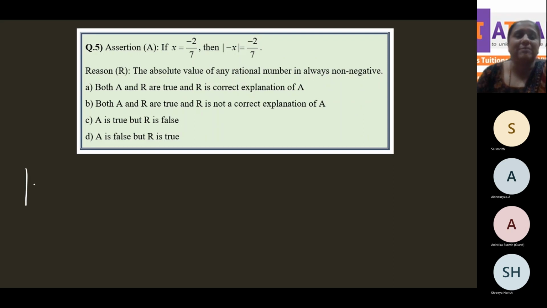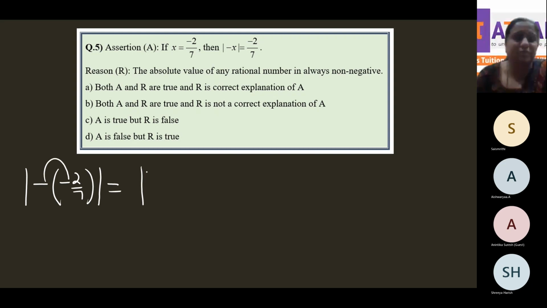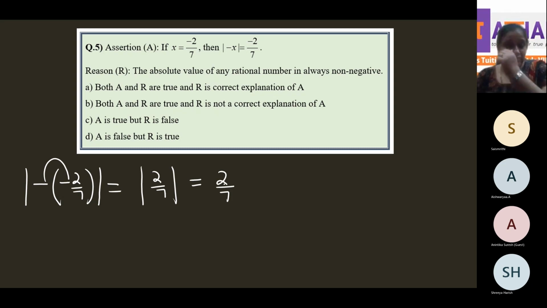So how do we write the absolute value of minus x? Put the minus sign. Write x here. What is x? Minus 2 by 7. Now this is nothing but the absolute value of minus into minus, which is plus 2 by 7. Now the absolute value of 2 by 7 is 2 by 7 only. It can't become negative because it's positive here. It will not be negative here. So always positive. So is the assertion true?